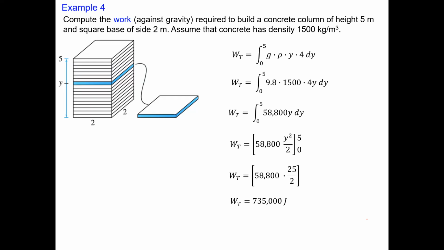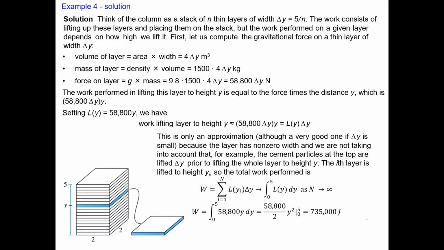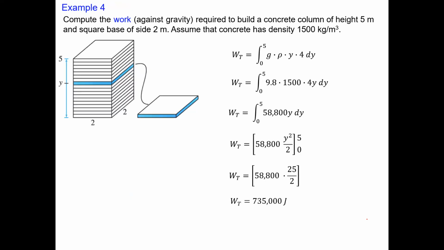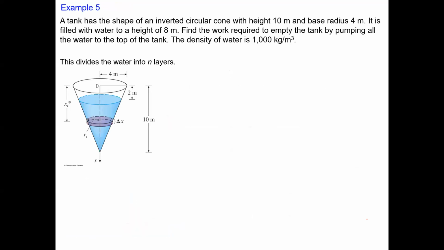Okay, example number 5. This is my solution. I was trying to be more detailed, but I think this solution was clear. You can skip that slide. Example number 5: a tank has the shape of an inverted circular cone with height 10 meters and base radius 4 meters. Okay, 10 and 4. It is filled with water to a height of 8 meters.